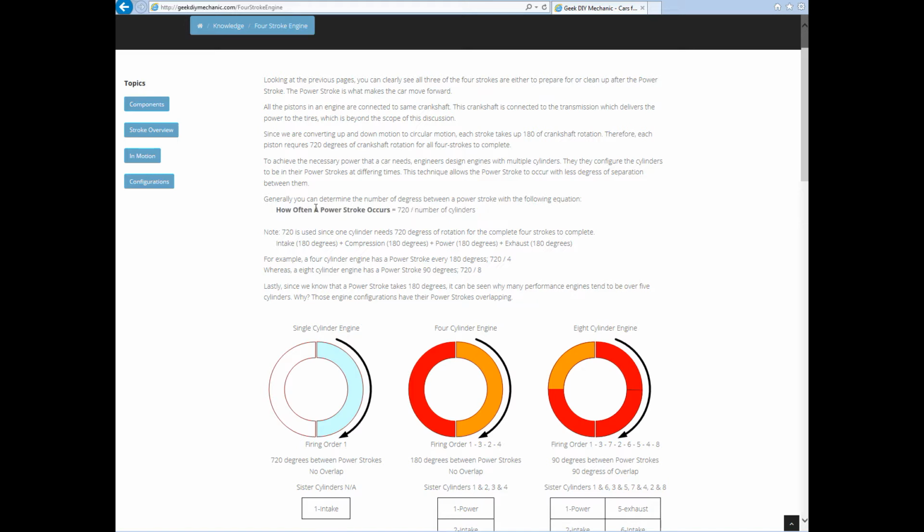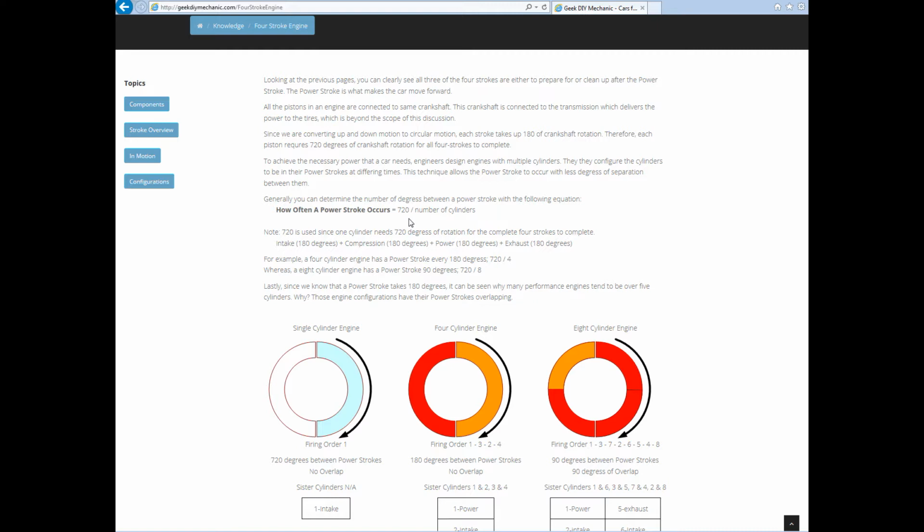To determine how often a power stroke occurs, you take 720, if you remember, that's the number of degrees it takes for the 4 strokes to complete, divided by the number of cylinders, in this case 1. Therefore, every 720 degrees is a power stroke. So to get any power, if you think about it, you hear those things revving pretty high, a lot of revolutions per minute, so they can generate power.